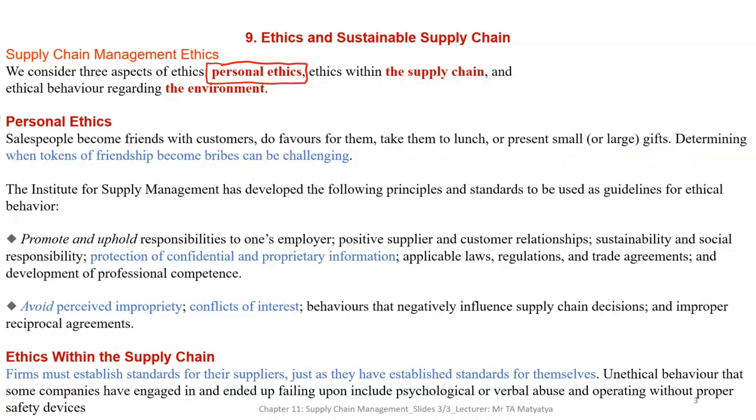So ethics with the supply chain. This is not self-explanatory. I don't know why they didn't explain it. And ethical behavior regarding the environment. So this regarding the environment.